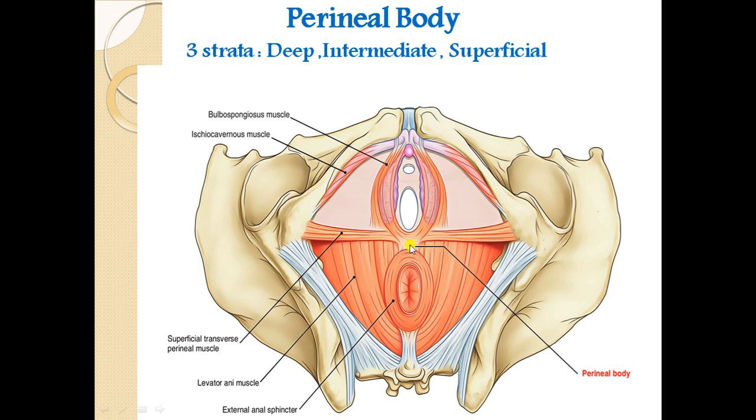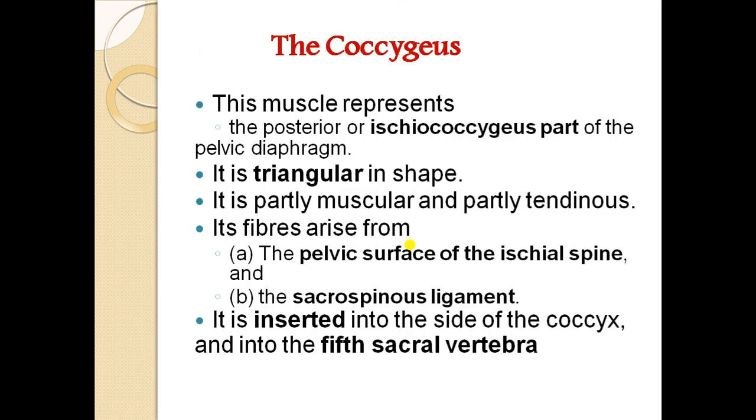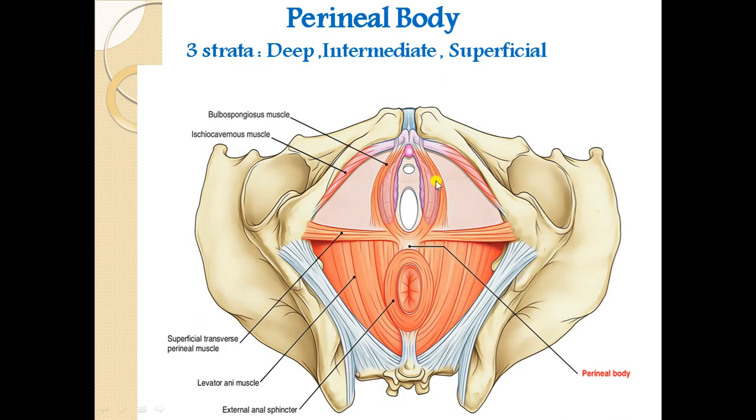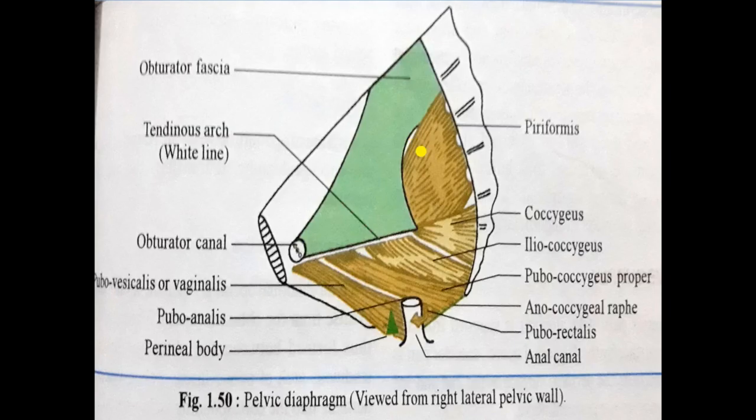Next, you see here two more important points. When you see this pubovesicalis muscle, it surrounds the prostate gland in the male, so that's why it helps in the elevation of the prostate gland.